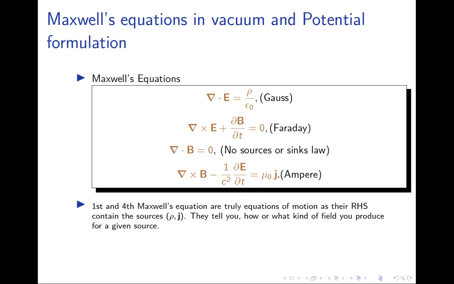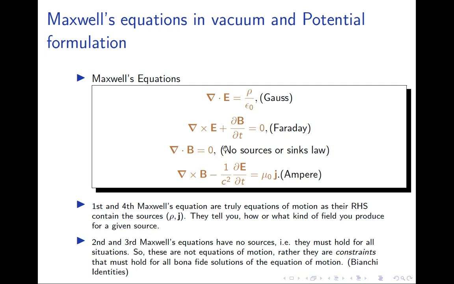In contrast, the other two equations, that is the middle two equations, Faraday law and the no sources or sinks law, have no sources. The right-hand side is 0. So they must hold for all situations regardless of what kind of sources are there. It could be a wire, it could be a cylindrical source, it could be a volume distribution, but these two equations must always hold. So it's not prudent to think of these as equations of motion. Rather, you should think of these as constraints that must hold in all situations, for all solutions of electric and magnetic field.